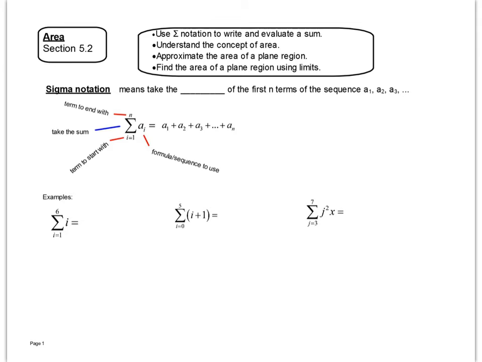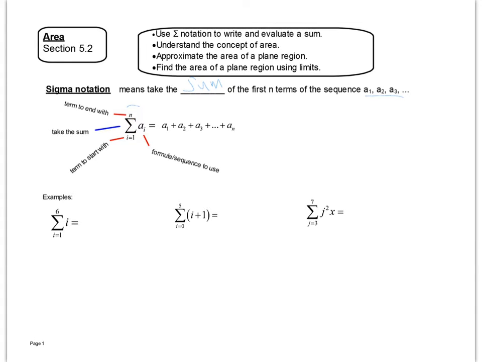All right, so we have to review a few things, and this first video is really going to be, I hope, review from pre-calculus. So sigma notation, remember, means to take the sum. Sum of the first n terms of a sequence, A1, A2, A3. So this guy right here, this is the term you end with. I'll use my little highlighter here. This n means the term you end with. Take the sum, that's what this sigma is. It's called sigma, that E-looking thing.